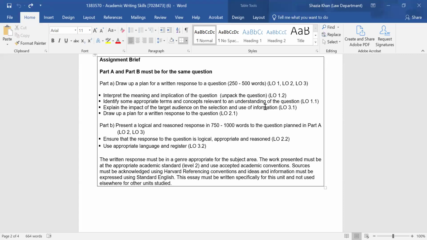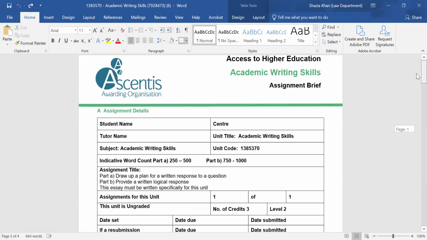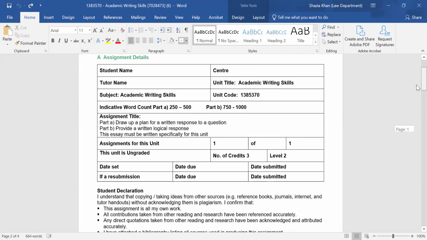And use the recorded lectures that we've got, learning outcome 1, 2, and 3, to help and support you in doing this. Has anyone got any questions? Make sure you fill out this top bit as well for Ascentis as a front cover.